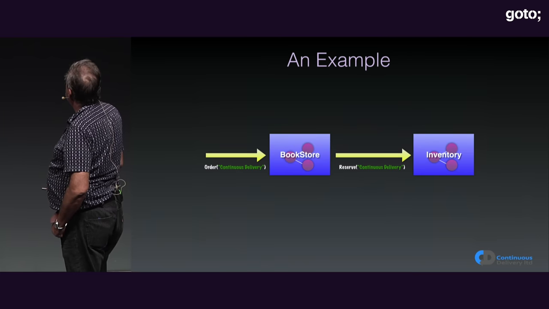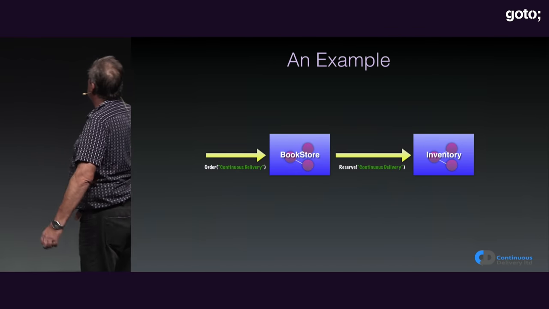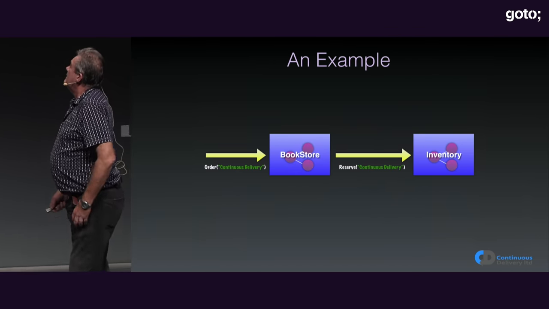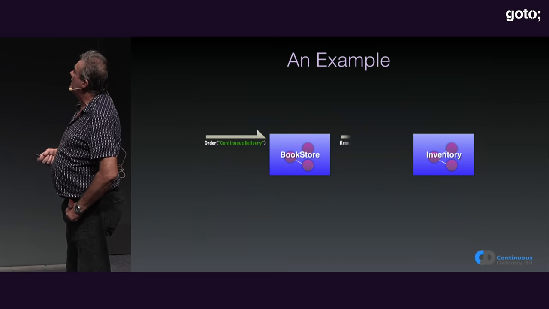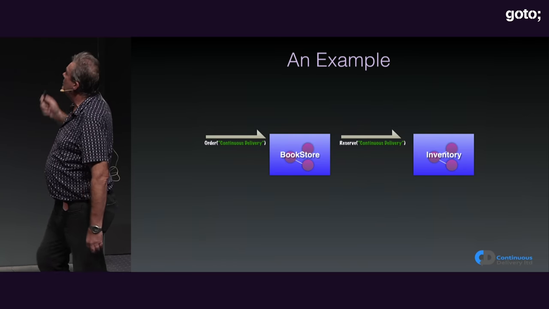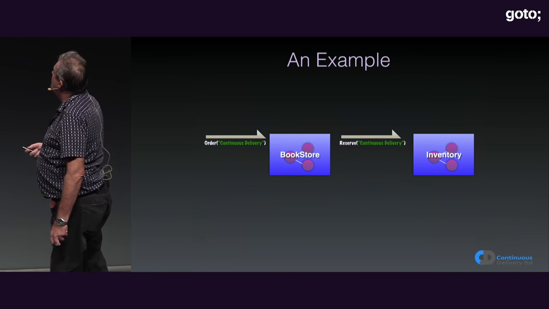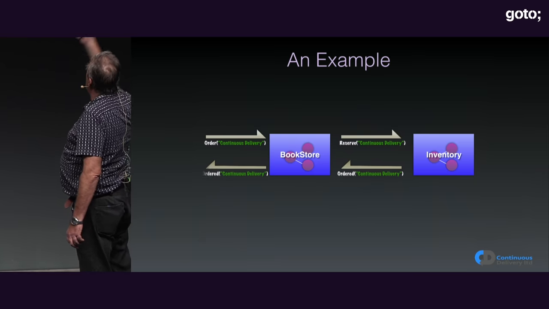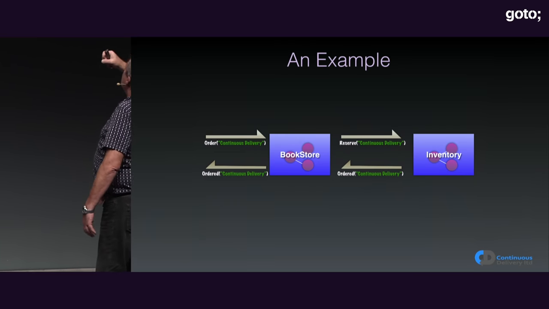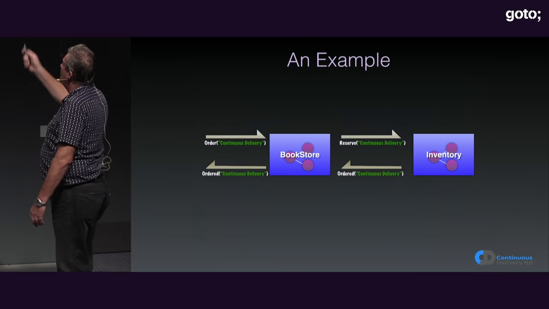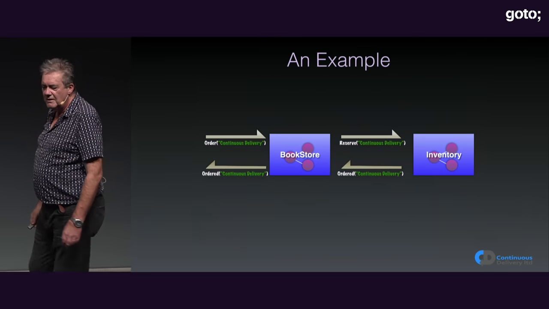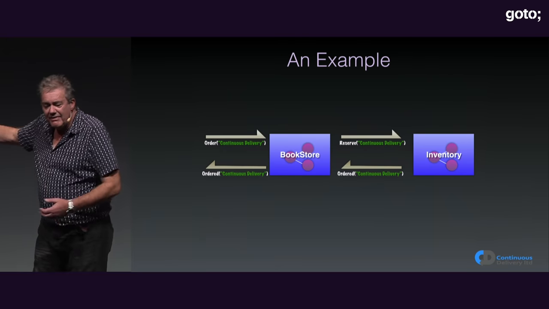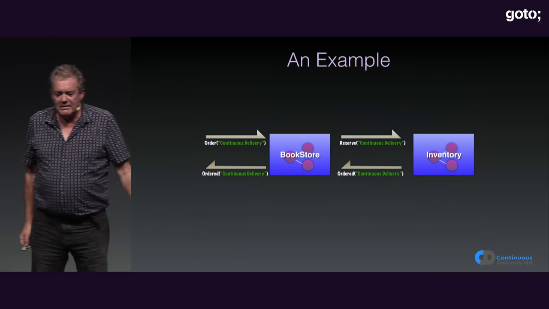You can certainly build a system like that, but for all of the reasons that we just described, it's a bit fragile. What we could do instead is do this asynchronously. So we place an asynchronous order for the book, and we call reserve on the inventory. Sometime later in the future, we get a response back from the inventory saying that the book has been reserved, and then we can go back to the user and say that it's been ordered.